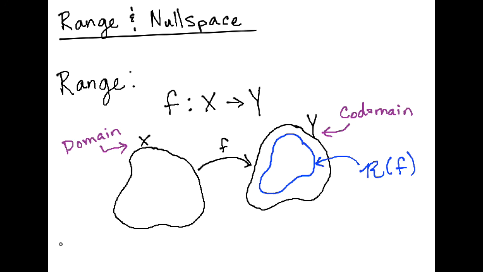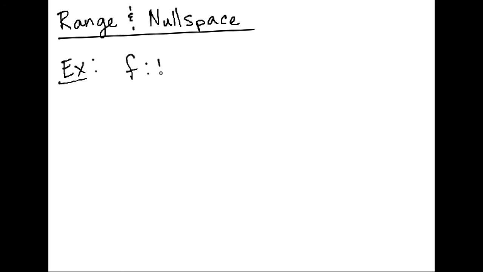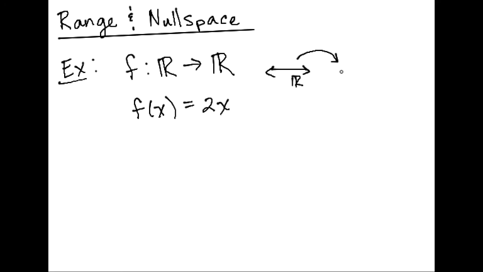More formally, the range of f is equal to the set of all y in the vector space y such that there exists an x in the vector space x such that f of x is equal to y. Okay, so let's do an example. Let f be the mapping from R to R such that f of x is equal to 2x. You should be able to convince yourself that this is indeed a linear operator. So our domain here is the reals, and our codomain is also the reals. So the question is, what is the range of f?